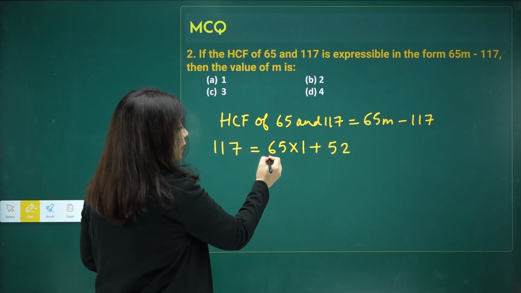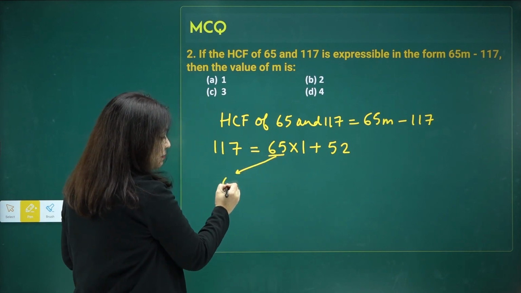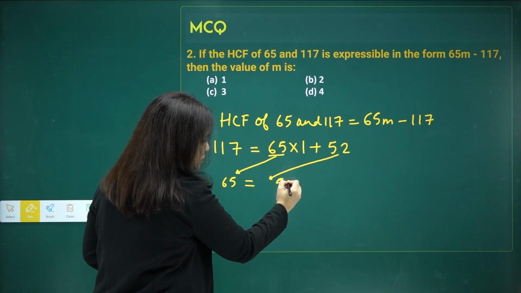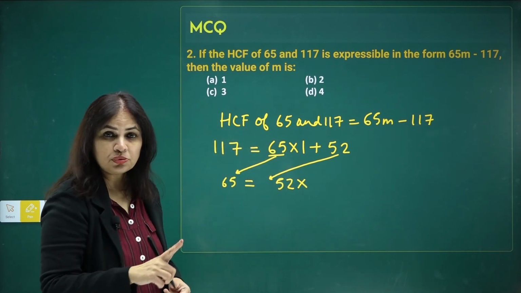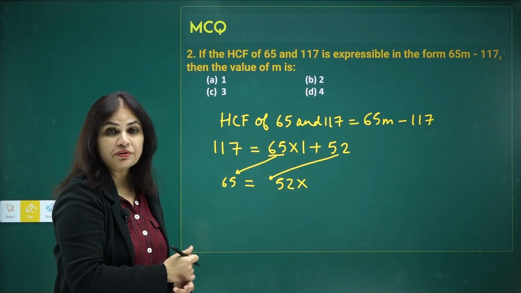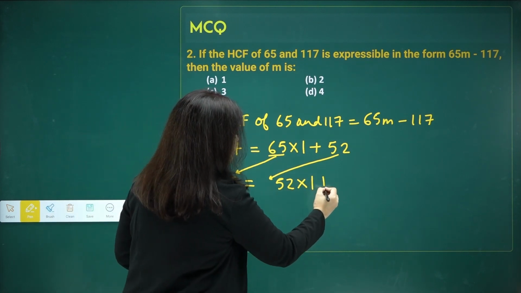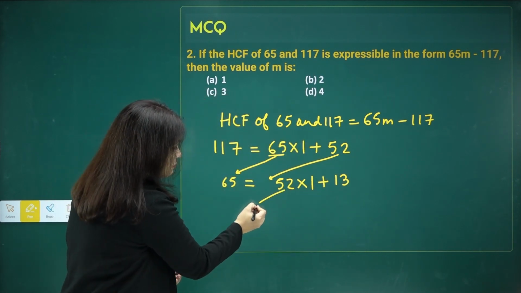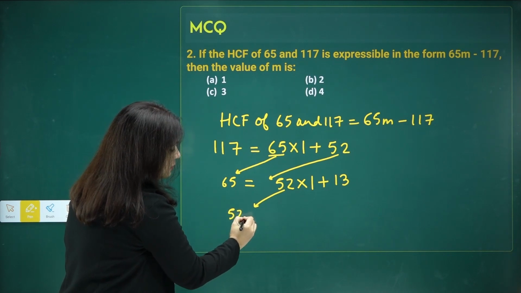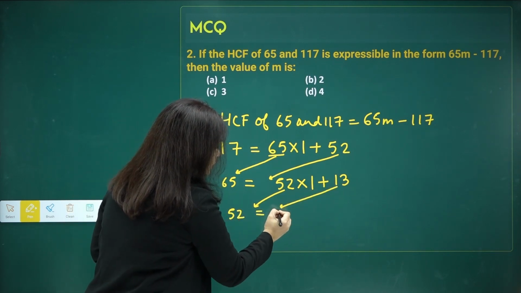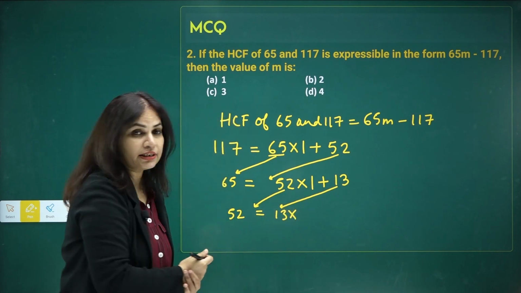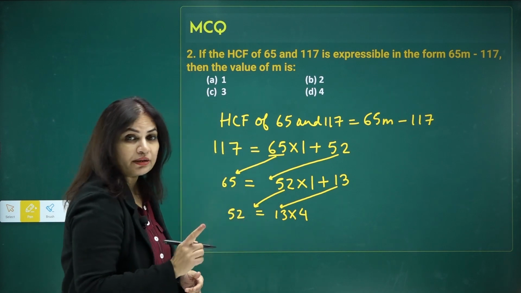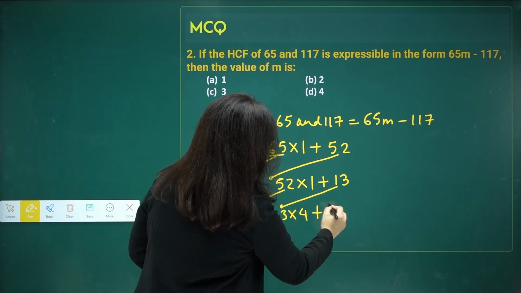Next step, this 65 will again be divided by 52. Again, we cannot take it 2 times because 2 times will give me a number greater than 65, so 1 time, and the remainder is 13. Next step, this 52 will again be divided by 13, and this time 13 will exactly divide 52 4 times, and the remainder is 0.